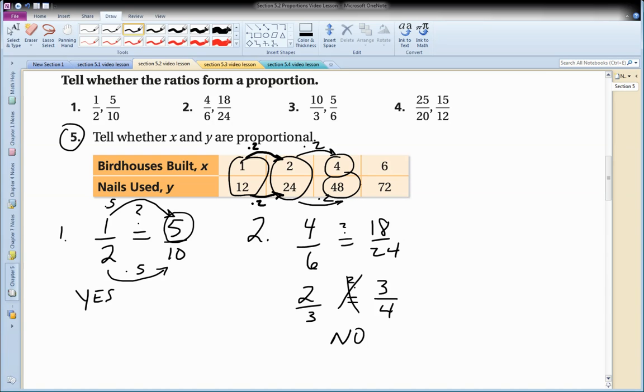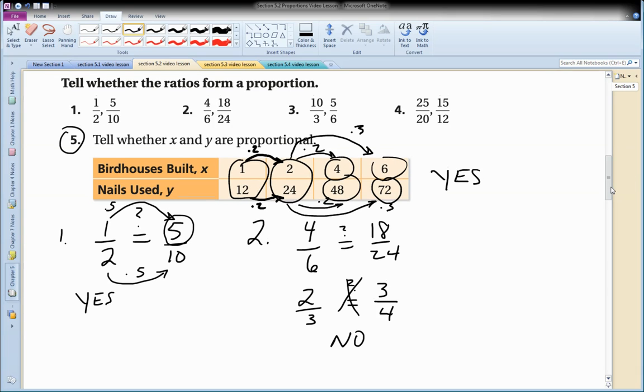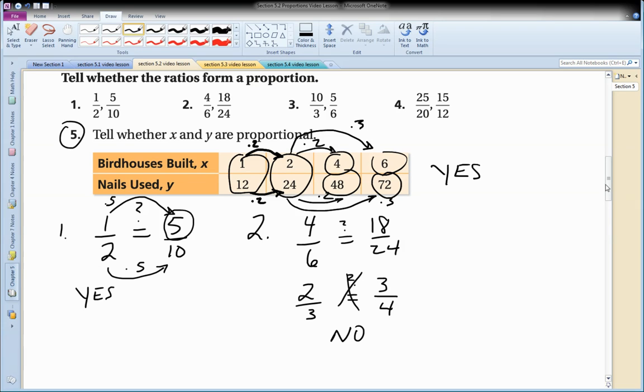What about going from 4 to 6? Can you multiply that by something to get 6? You can, but what about from 2 to 6? What if I multiply that numerator by 3 and I multiply this denominator by 3? I see that 2 times 3 is 6, 24 times 3 is 72. So all of these ratios are proportional. So the answer is yes, X and Y are proportional. Okay. So that's how you can determine whether or not ratios form a proportion.